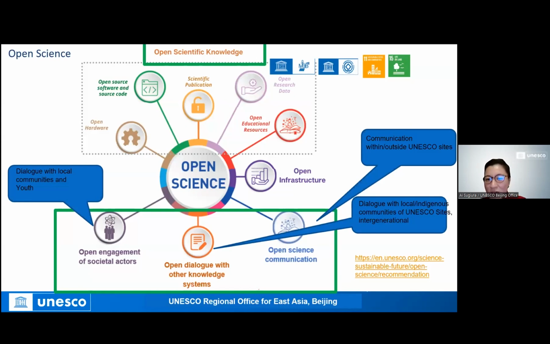Then in open communication, we need to communicate within and outside. Well, I put UNESCO side, but also the whole community, not just the science community. Now the science community is everyone. So that's the principles and the key pillars.